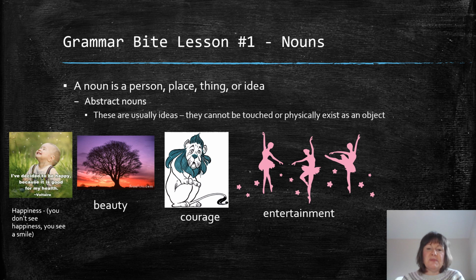The same thing with beauty. That would be some sort of a concept as well, or an idea, where you see the tree that we looked at before, which is our concrete noun. You can see the sunset, which is our concrete noun.